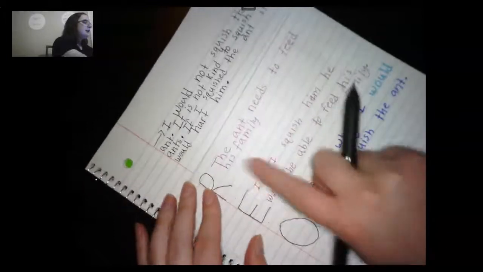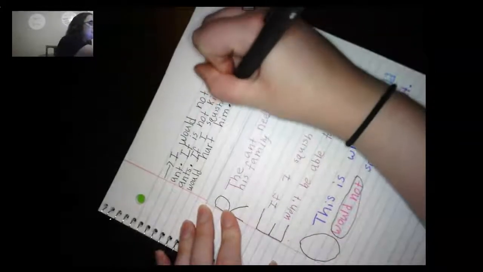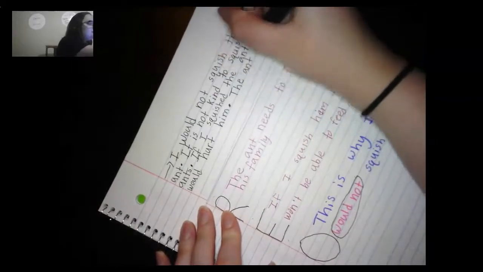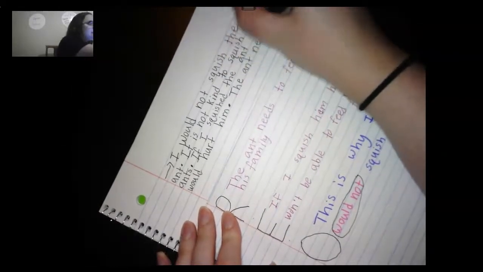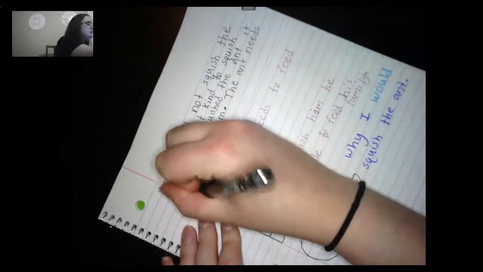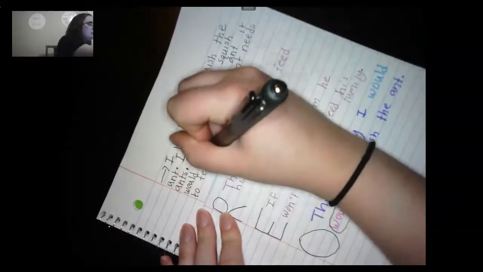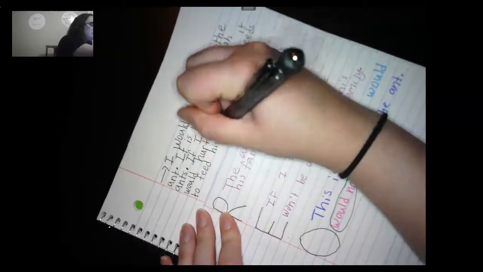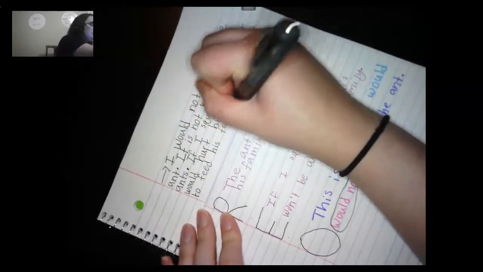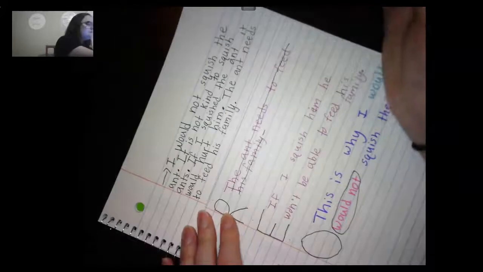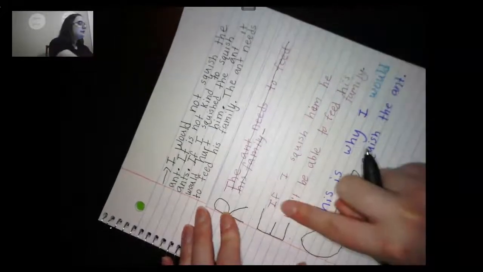Okay, so we have a capital T for the, because it's the beginning of our sentence. Finger space, ant, finger space, needs. I don't have enough room over here, so I'll come down to the next line. To, finger space, feed, finger space, his, finger space, family, and then we have a period. And we'll cross it out. Okay, and I'm just going to keep going.